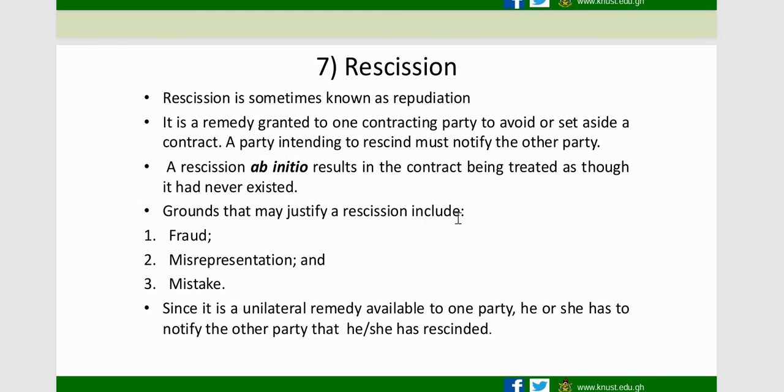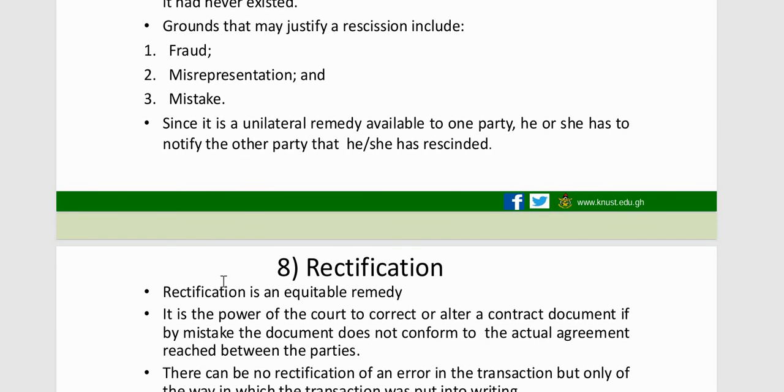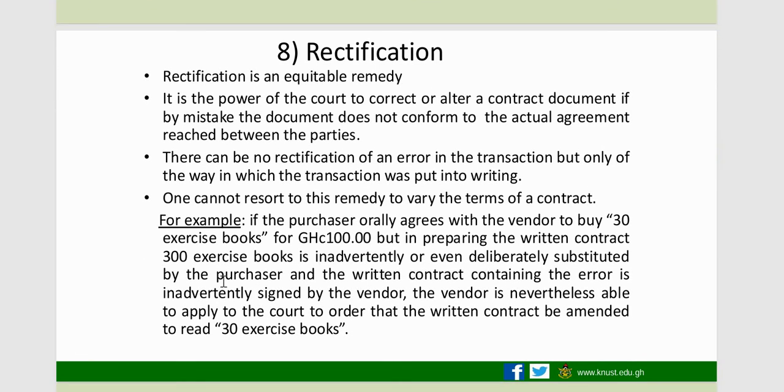Grounds that may justify rescission include: 1, fraud. You told me it's new, but I later realized it's not new, or you told me this is an iPhone 11 Pro Max, and I go home and realize it is a soap. So there is fraud there. 2, misrepresentation. A seller lies about a particular property size, and you realize whatever he or she said is not true, so there is misrepresentation. And the third one can be a mistake, maybe the seller did not even know about it.